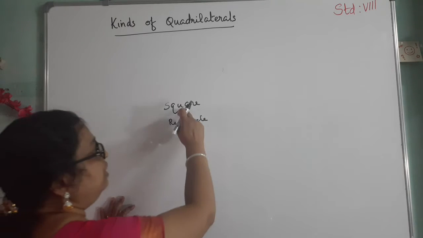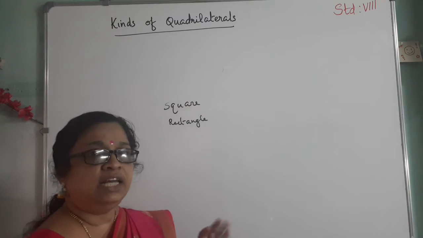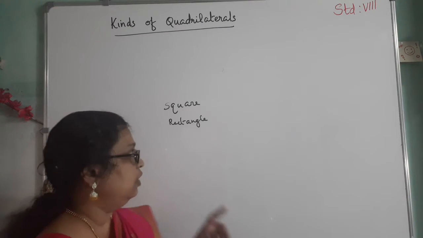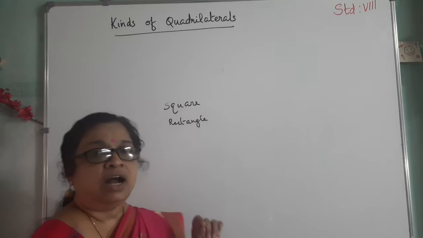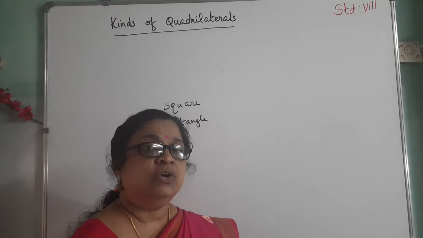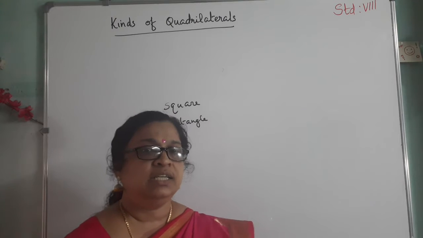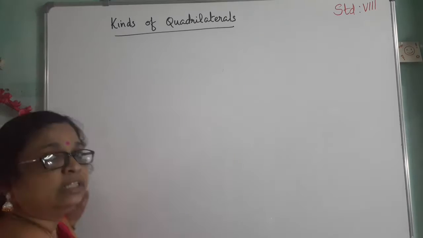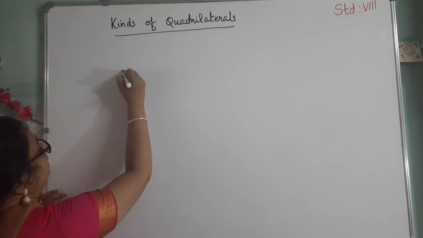Then square, we know that all the four sides are equal and all the angles are equal. In a rectangle, all the angles are equal but opposite sides are equal. So based on the nature of sides or angles, it gets specific names. Then first one is trapezium.